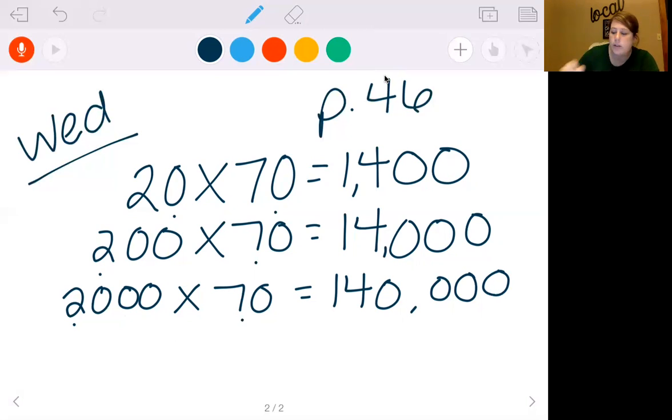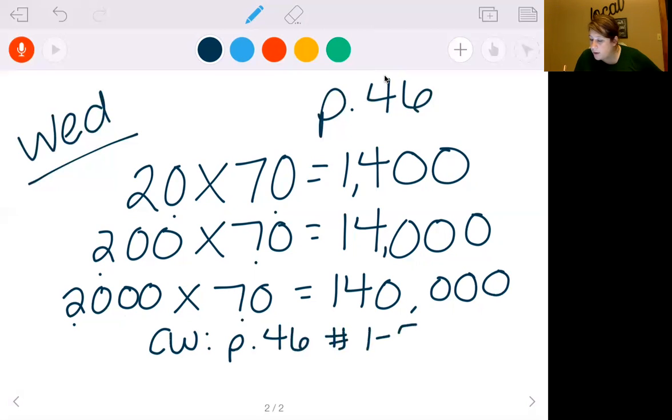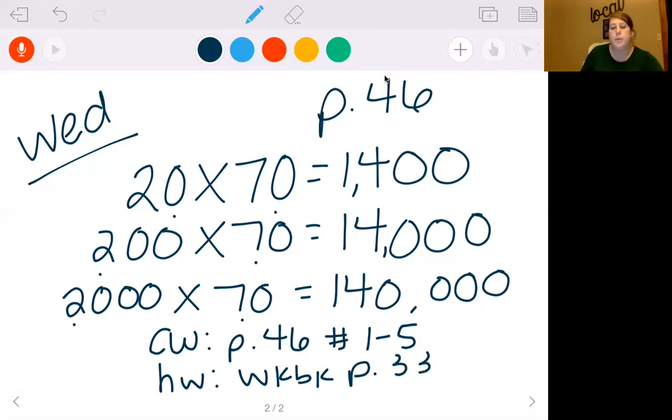I think we're good actually. So I'm going to tell you what your classwork is today because this was so simple. We did it last year. Your classwork today is going to be page 46, numbers 1 through 5, and your homework is workbook page 33, okay? So this is what you're working on today, and we're going to do this a little bit more tomorrow, and then we'll have our fun election Friday.